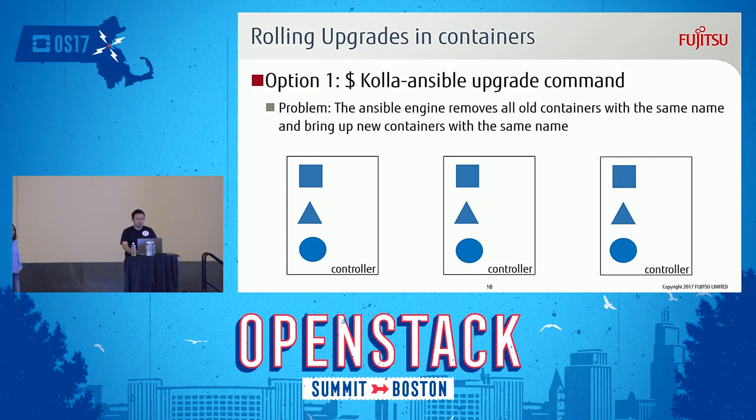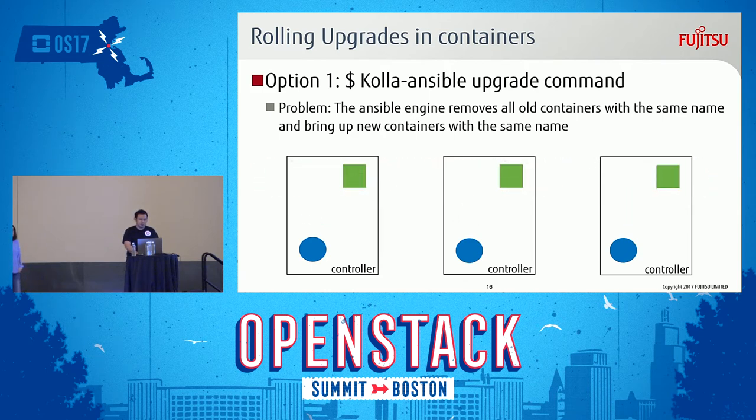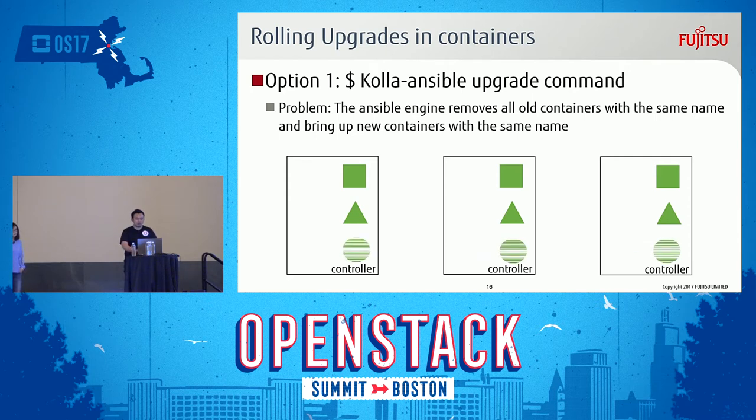The first option is we use the native Kolla-Ansible upgrading command. Because we are using the Ansible CLI engine, Ansible removes the old container with the same name and then brings up the new container with the same name. So there could be a little bit of downtime, and it is not the same way as we do a native rolling upgrade. For example, in Keystone, you need to fence down the first node and then do the upgrade, like in the DB layer or RPC layer. And then after that, we restart the service in the first node and do the same step in the next node. So with the Kolla-Ansible upgrade command, we cannot do this. So we eliminate this first option.